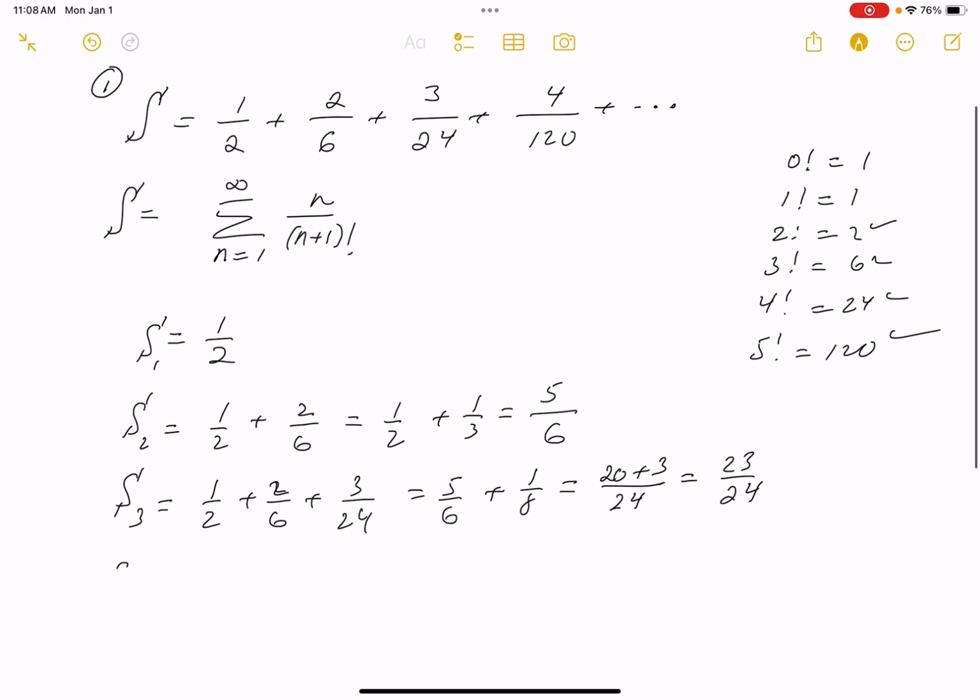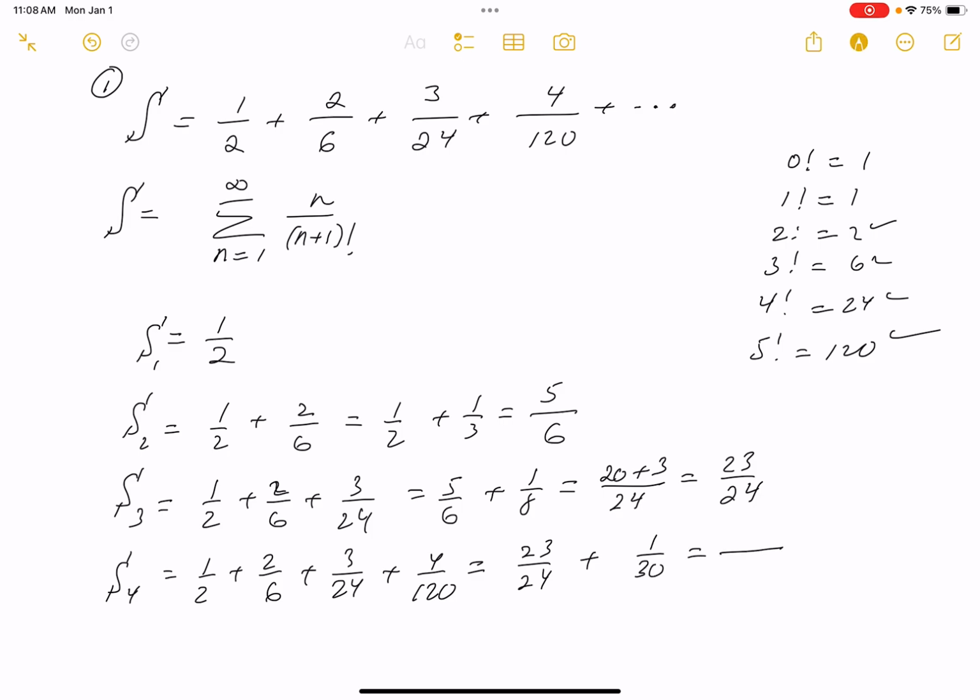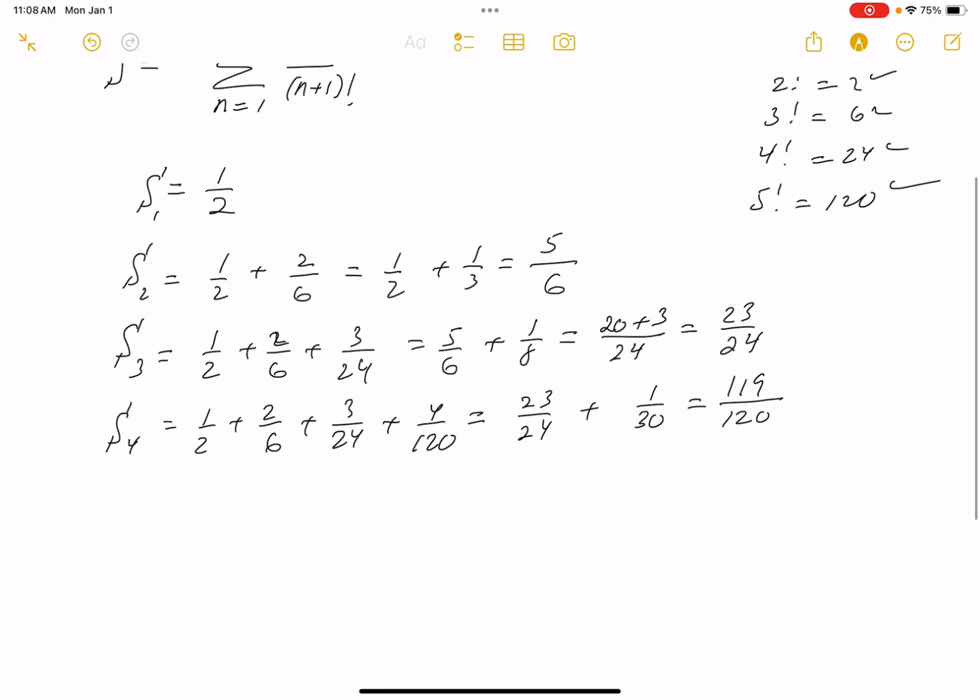All right? What's the next one going to be? S4. And you get 1/2 plus 2 over 6 plus 3 over 24 plus 4 over 120, which is going to be, well, we already did the first three terms. It's 23 over 24 plus 4 over 120, which is 1 over 30. The common denominator would be 120. Let's see, that's going to be 5, right? So 5 times 23 is 115, and 4 times 30 is 120. So 119 over 120.